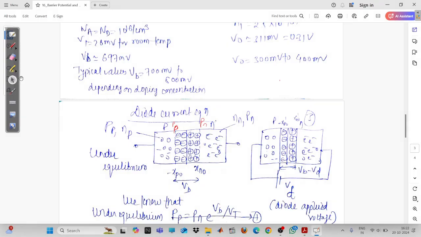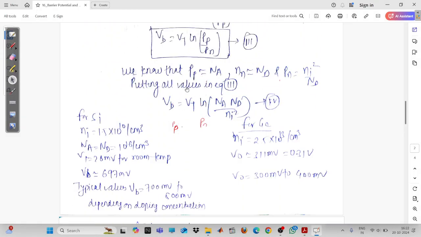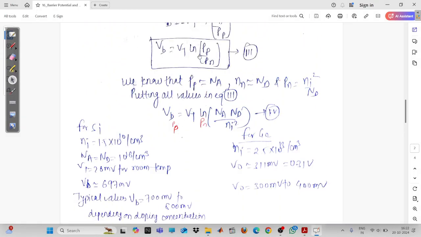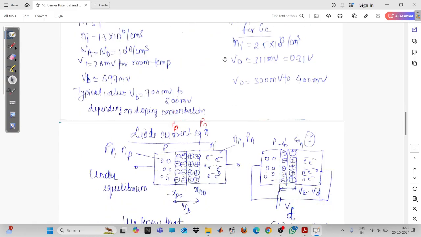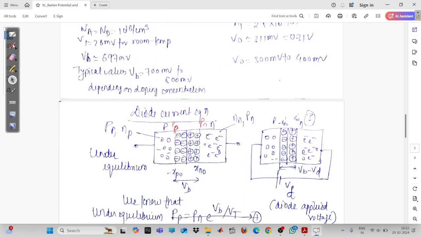In the previous class we obtained the relation Vb equals Vt natural log of Pp upon Pn. This is the barrier potential. Now if you rearrange the equation, you will be able to find Vb upon Vt equals natural log of Pp upon Pn.